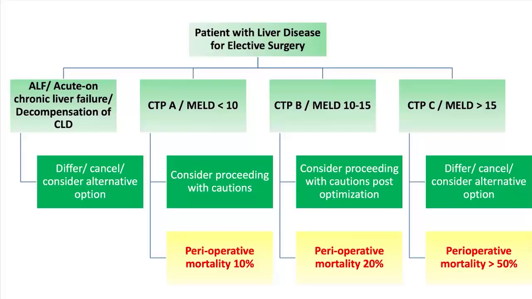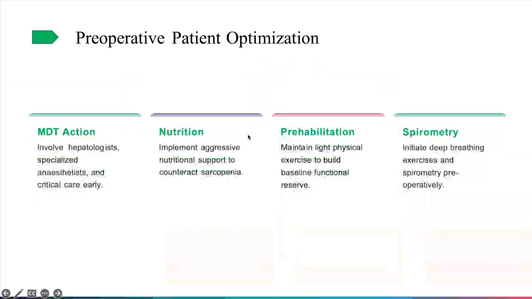primary centers, right? And if the patient is Child-Pugh C or male of more than 50, again the perioperative mortality is more than 50%. So again, defer, cancel, or consider an alternative option. Mind you, this is a guide for elective surgery, not for emergency surgery. If a patient comes with a life-threatening or limb-threatening situation where you need to do a procedure, then despite the patient's risk, you have to go ahead, right?